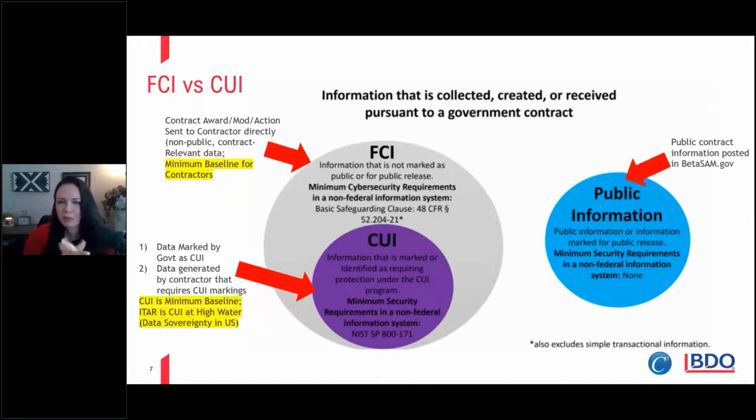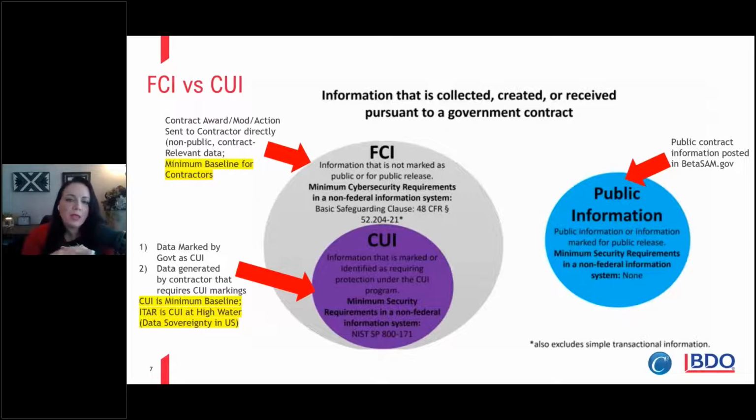How does this really play out for you? Technically speaking, because the minimum baseline is FCI, it means you always must start with those 17 controls as a minimum baseline for your entire network. And not all of those controls apply to your network. Some of those controls are administrative, things that you need to be doing with your physical security of your environment, not just your information security flowing through your networks.